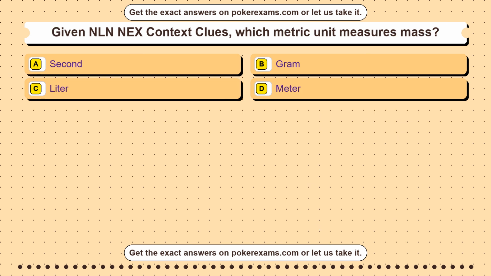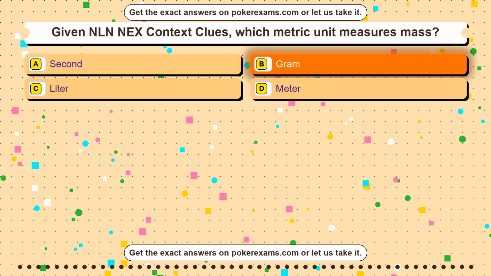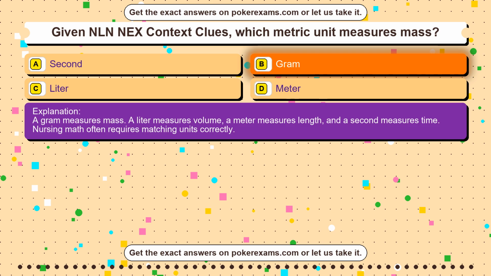Question 8. Given NLN NEX Context Clues, which metric unit measures mass? Option A, second. Option B, gram. Option C, liter. Option D, meter. The correct answer is option B. Gram. A gram measures mass. A liter measures volume, a meter measures length, and a second measures time. Nursing math often requires matching units correctly.